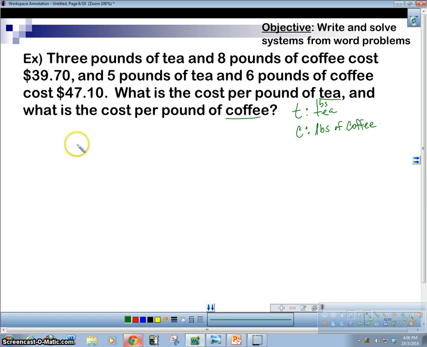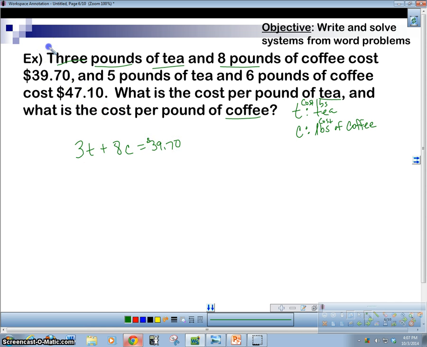All right, and then I'm going to set up my system of equations. So let's see what this says. It says 3 pounds of tea and 8 pounds of coffee costs $39.70. Actually, this is not pounds, this is cost per pound of tea and cost per pound of coffee. So if I took 3 pounds and multiplied by the cost of it, and I added that to 8 pounds times the cost of coffee, I should get $39.70. All right, so there's my first equation.